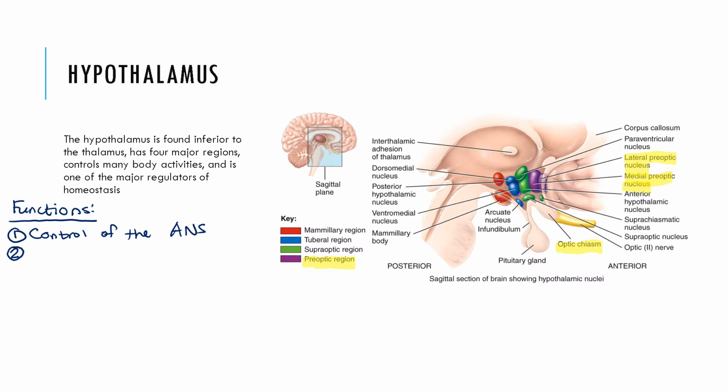Our second important function is the production of hormones. So the hypothalamus produces several hormones and has 2 really important connections with the pituitary gland. And we will go more over the hormones that are produced and their functions when we talk about the endocrine system. But for now, just know the hypothalamus produces hormones, has those really important connections with the pituitary gland. Our third important function of the hypothalamus is regulation of emotional and behavioral patterns.